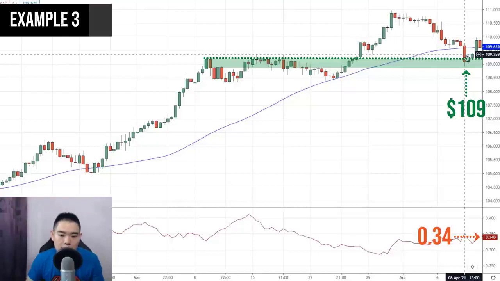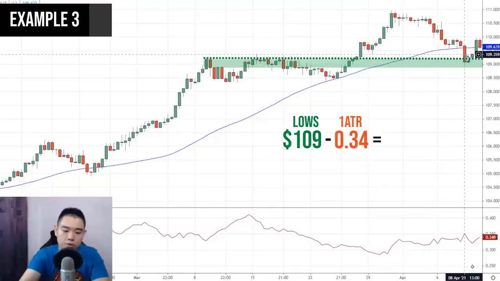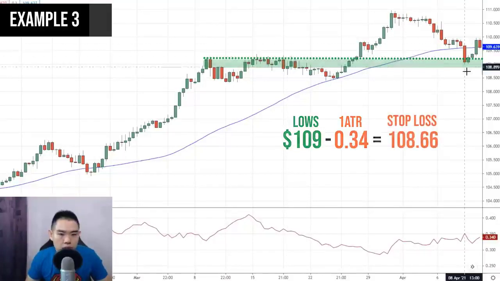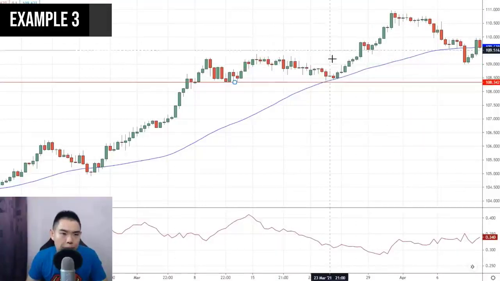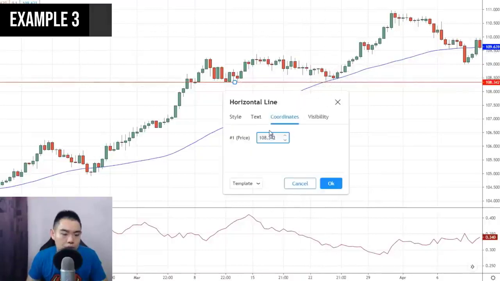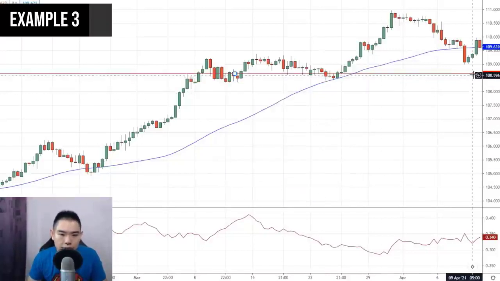So I'm going to take 109 minus 34 pips. Using my trusty calculator, 109 minus 34 pips gives me 108.66. So this tells me my stop loss should be at 108.66. I'm going to change this to red. I am also going to change the coordinates to 108.66. Okay, this is my stop loss level.